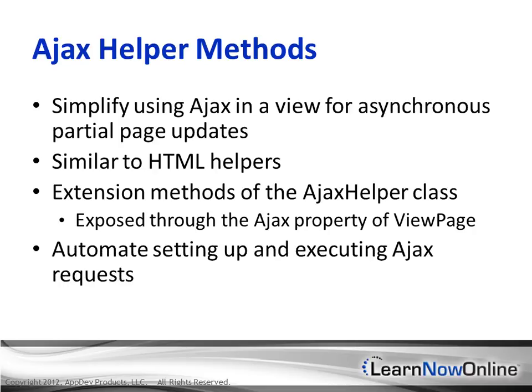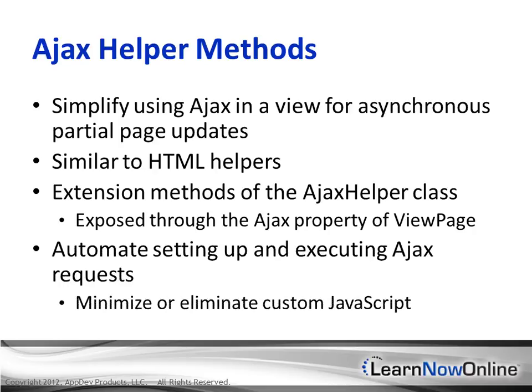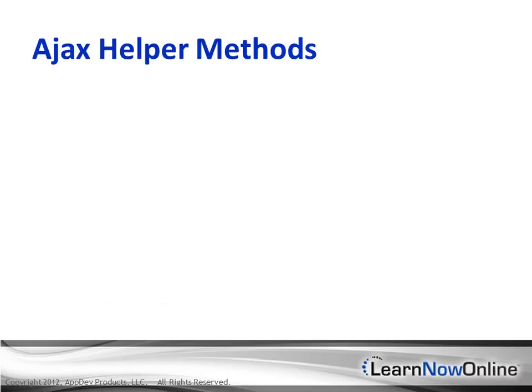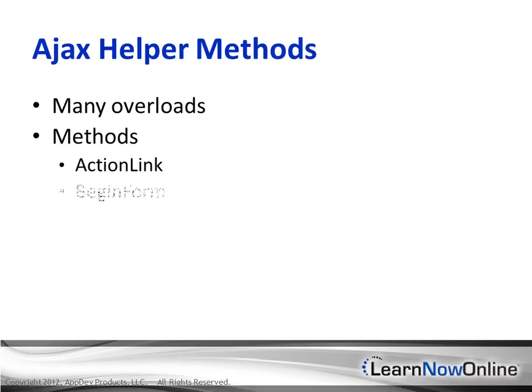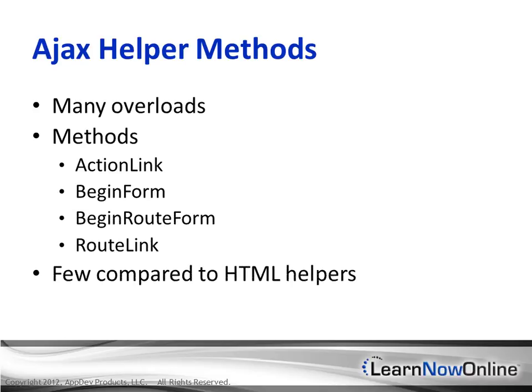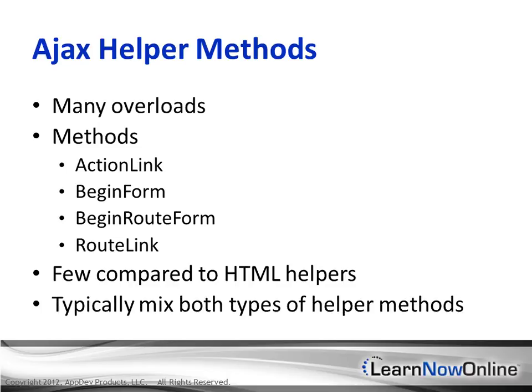You can automate the setting up and executing of the Ajax requests. Also, you can minimize or eliminate any custom JavaScript by using the Ajax helper methods. Some of the methods include many overloads, and here are some of the methods that are commonly used. Here we have action link, begin form, begin route form, and a route link, to name a few. Some of them are to be compared to HTML helpers, and typically we mix both types of helper methods here.